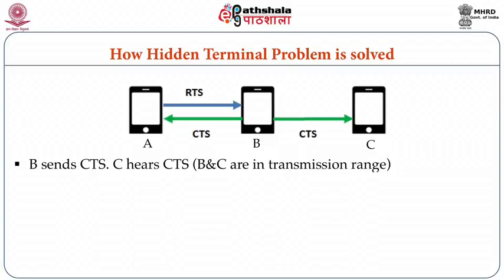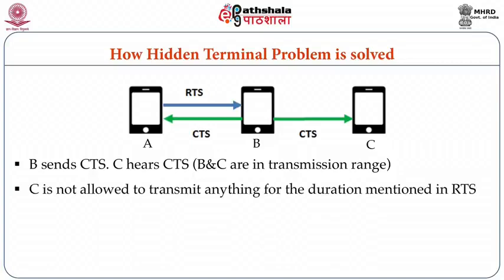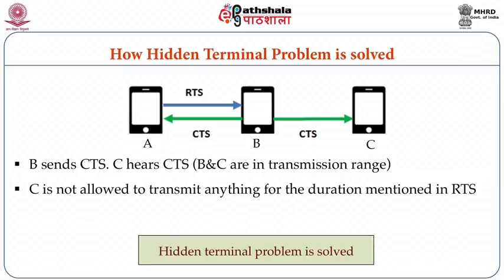Now on hearing this CTS, C finds that A wishes to communicate to B and it also finds the duration for which this transmission will take place. So it refrains itself from transmitting for that duration. So C is not allowed to transmit anything for the duration mentioned in the RTS. So again, when C wants to transmit, it will send an RTS. If B is free, it will send the CTS, and then and only then can C transmit. So the hidden terminal problem is solved.